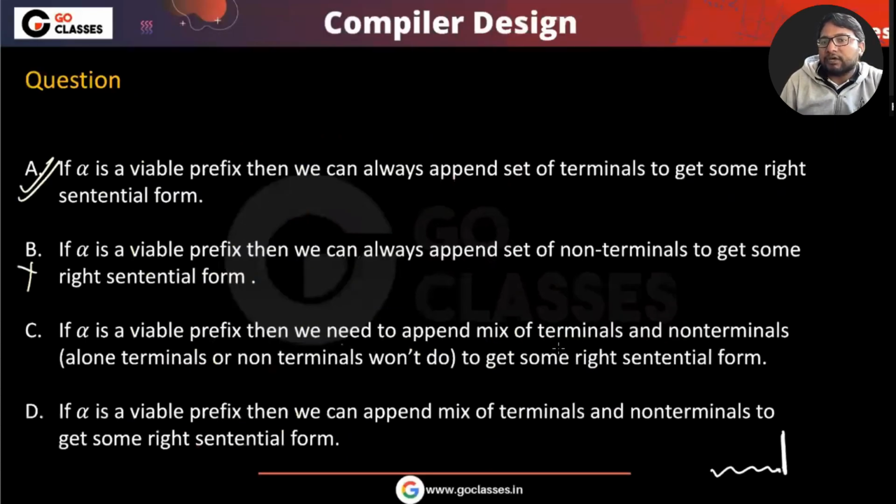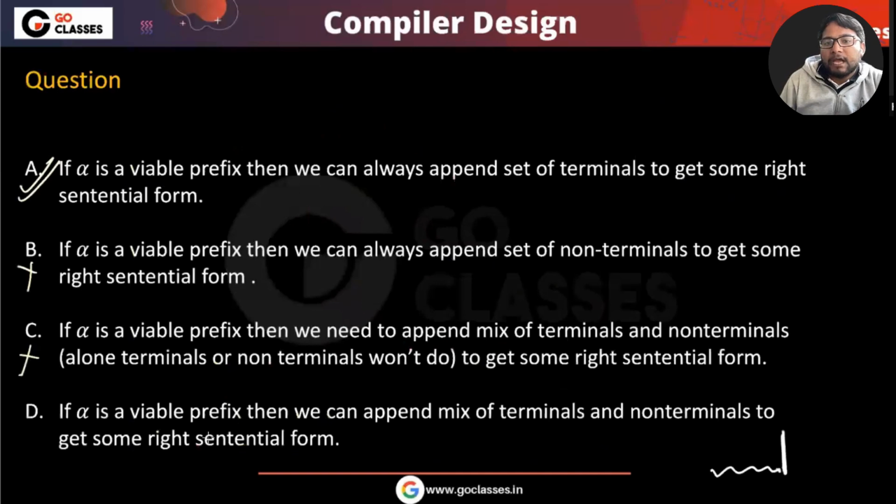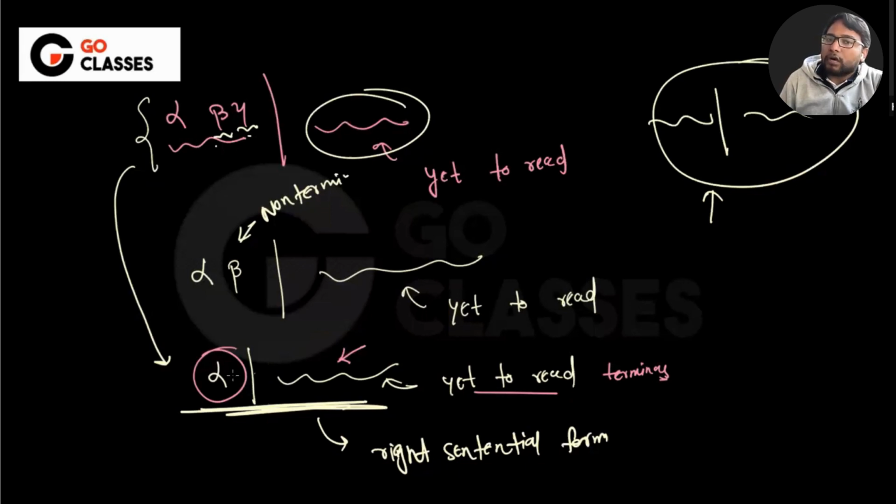If alpha is a viable prefix, then do we need to append a mix of terminals and non-terminals? Alone, terminals or non-terminals won't do? Do you always need to append a mix? See, only terminals will be fine. Only terminals can give you the right sentential form, right? So it's not necessary that you need to append both. If alpha is a viable prefix, then we can append a mix of terminals and non-terminals to get some right sentential form. Can you append a non-terminal also? You can append something which will finally get reduced to a non-terminal, and then you can say this.